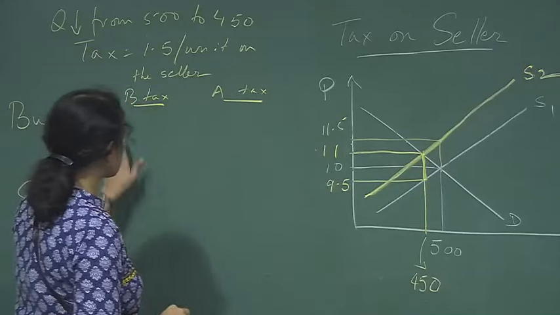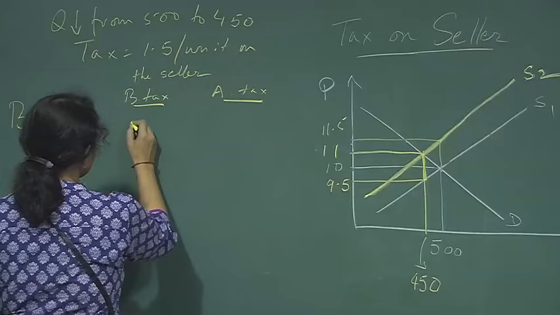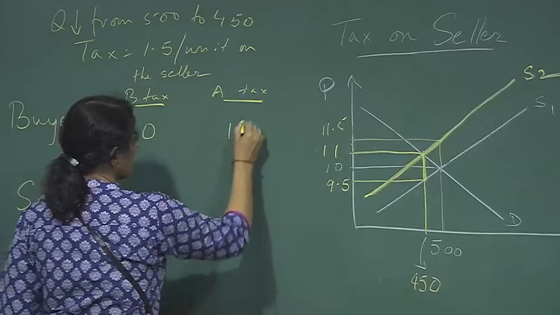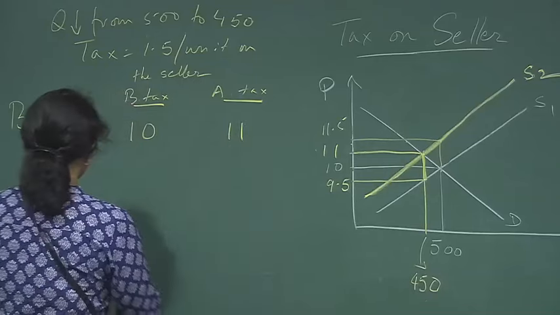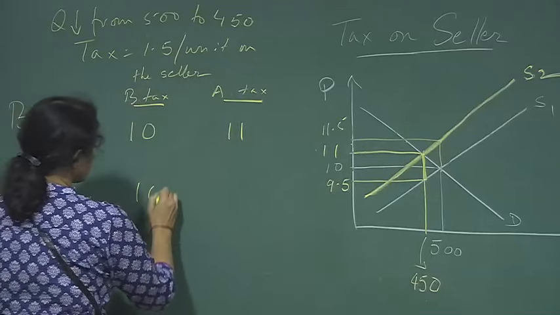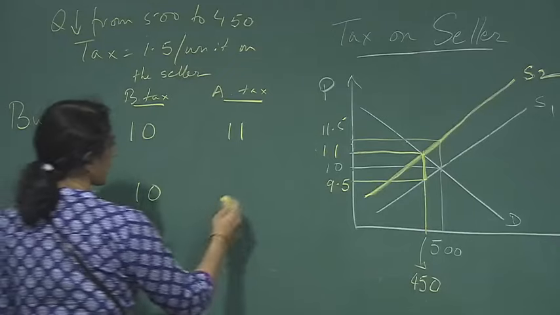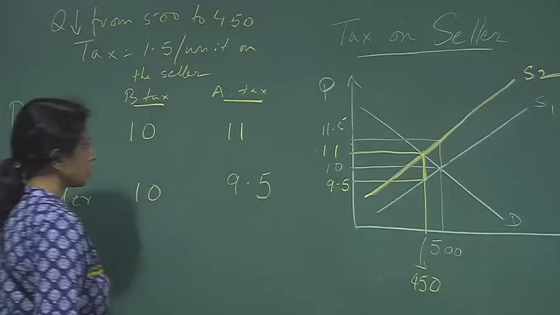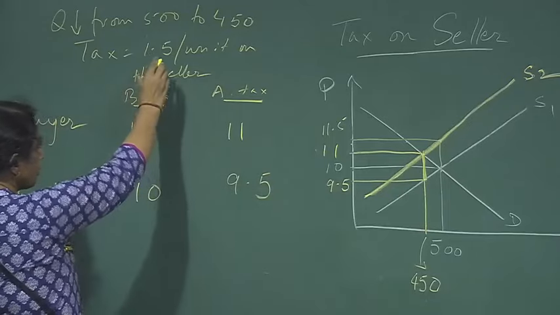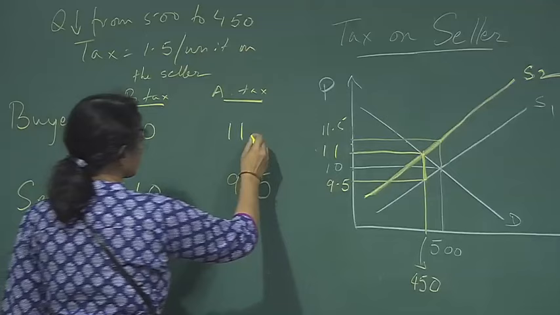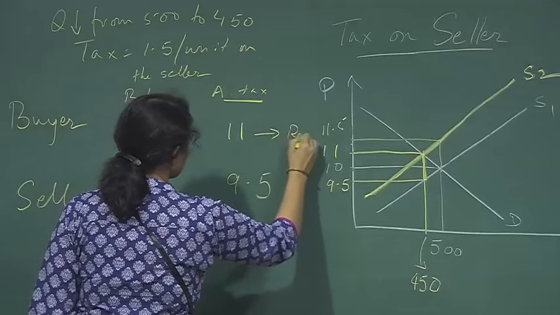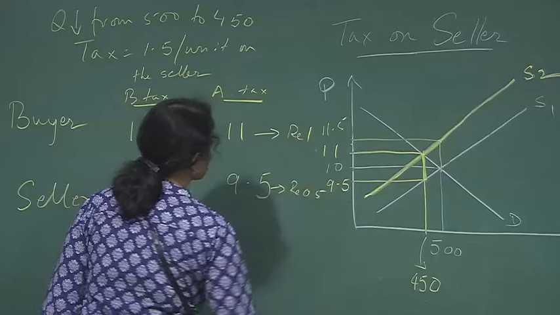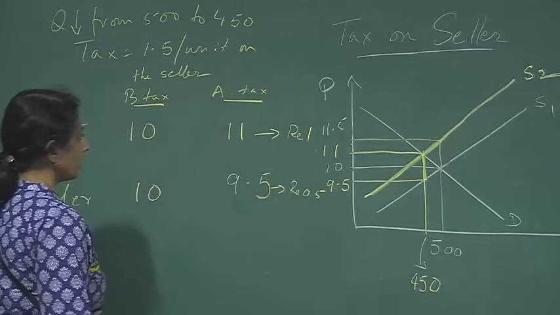So before tax, the buyer was paying 10 rupees. After tax, the buyer is paying 11 rupees. Before tax, the seller was receiving 10 rupees. After tax, the seller is receiving 9.5 rupees. So here also, this 1.5 rupees of tax, 1 rupee is being paid by the buyer, and 0.5 rupee is being paid by the seller.